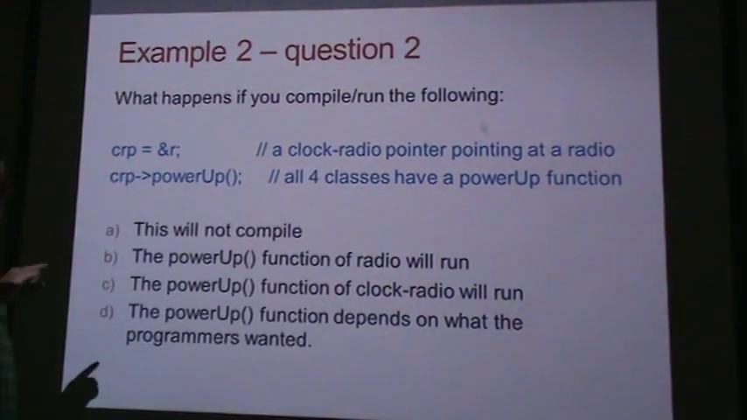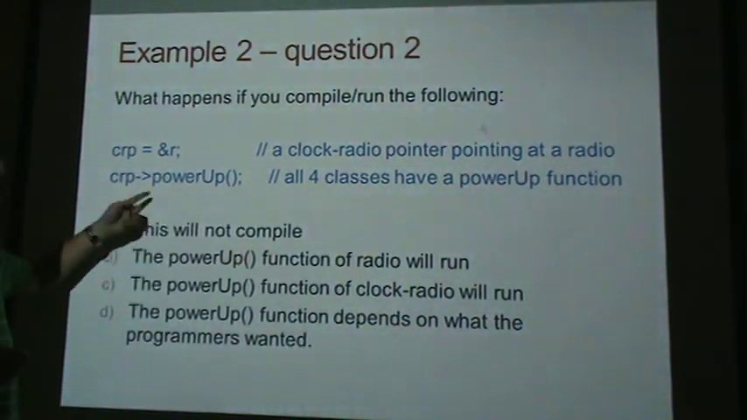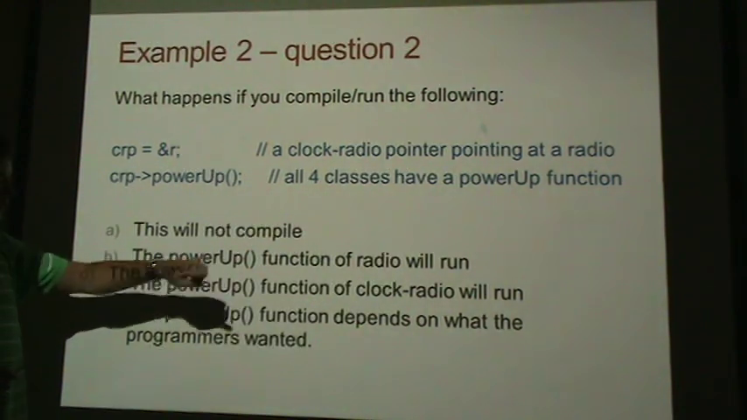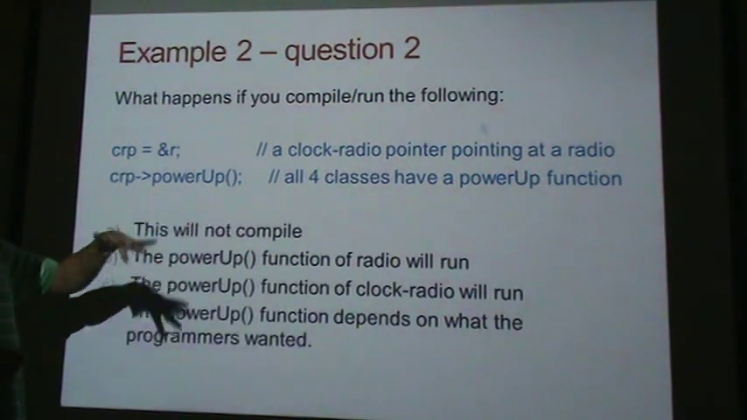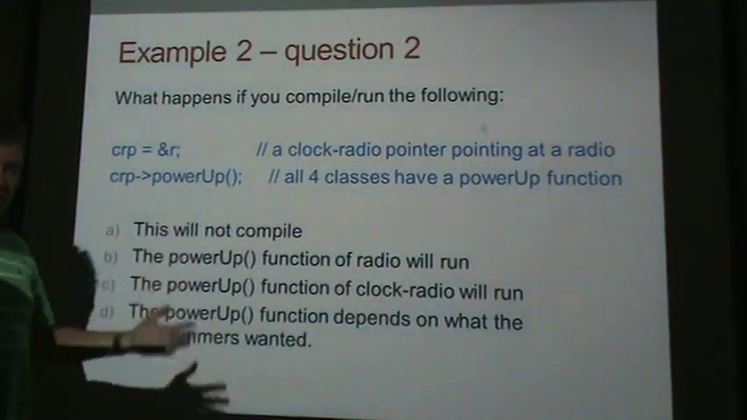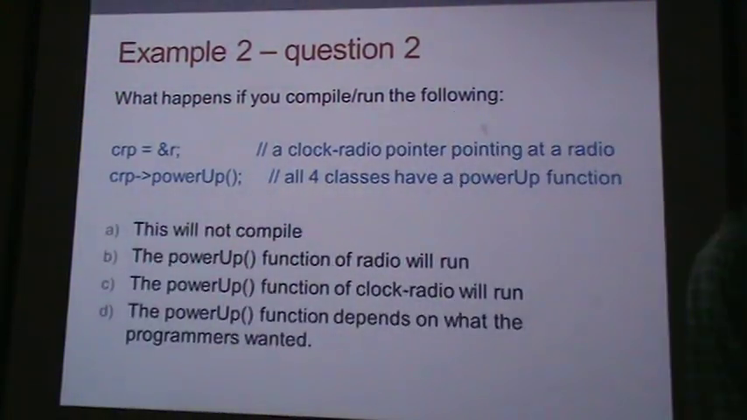Now the interesting question comes at runtime: which of the two versions do you call? Do you call the power up of the base class or the derived class, or should the programmer have a choice which one gets called?